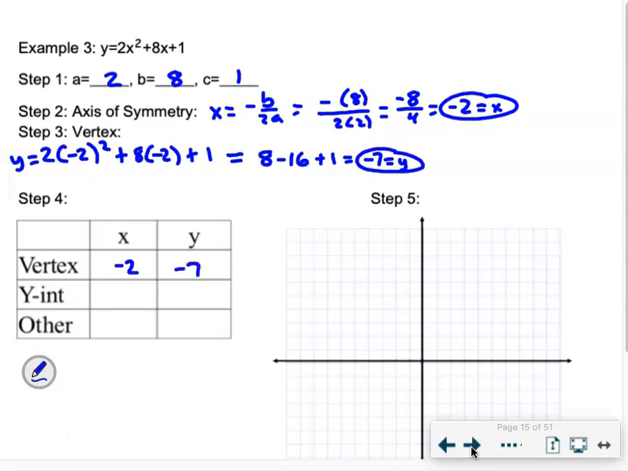The y-intercept will be at 0, 1. Find one other point that's easy to plug in. Maybe the point 1 is nice. And what we can do then is look at plugging in 1. So 2 times 1 squared plus 8 times 1 plus 1. So this is 2 plus 8 plus 1, which is 11. So at 1, we're at 11.